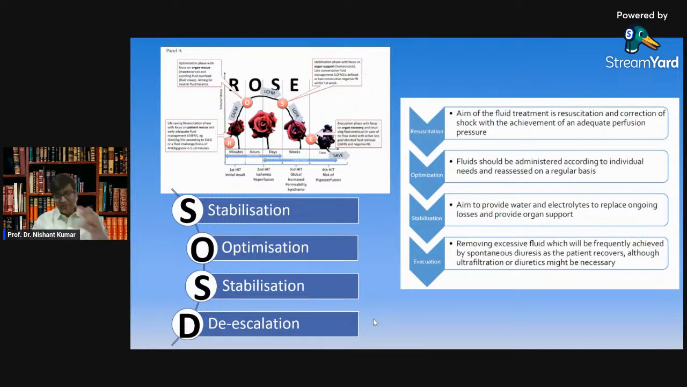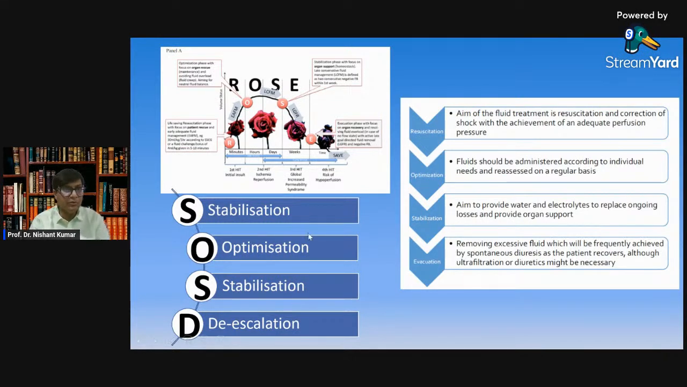Okay. Please discount the neurological conditions where you might have SIADH or diabetes insipidus, but in general, I'm talking of septic patients. So basically, ROSE can be again resuscitation, stabilization to prevent hypoperfusion. Optimization is the same, stabilization is the same, and then de-escalation. So SOSD has been converted to ROSE. Resuscitation, optimization, stabilization, and evacuation is the same as de-escalation. So that is another mnemonic, but ROSE is easier to remember.